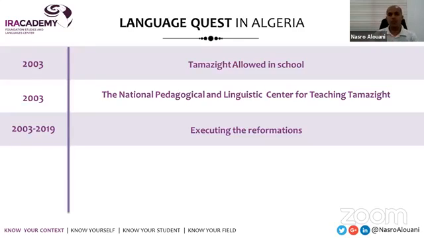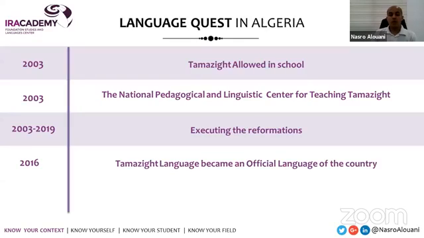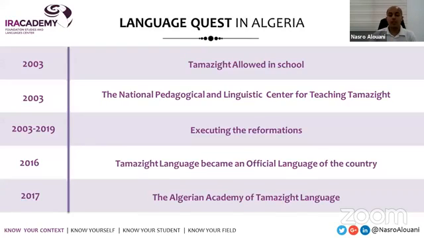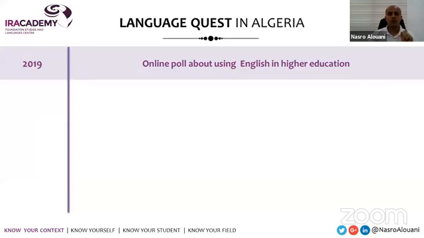There were two stages: the stage of training teachers, then the stage under Ben Ghabrit of printing the curriculums, and people realizing the nature of that. Then in 2016, Tamazight became an official language of the country. In 2017, the Algerian Academy of Tamazight language was created to translate documents into Tamazight, just like the Supreme Council of Arabic before. Now, from 2019 till now, what happened?